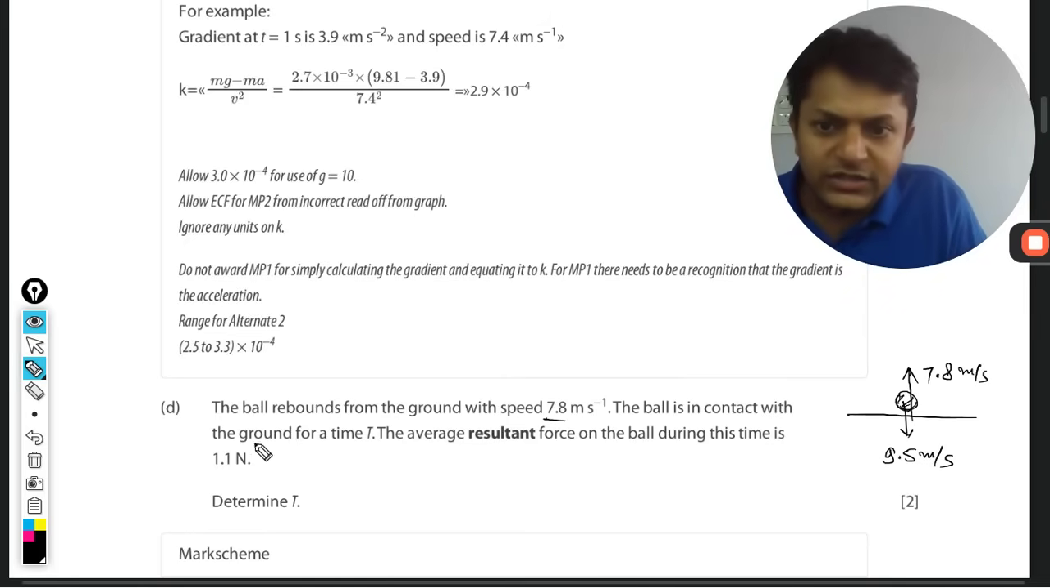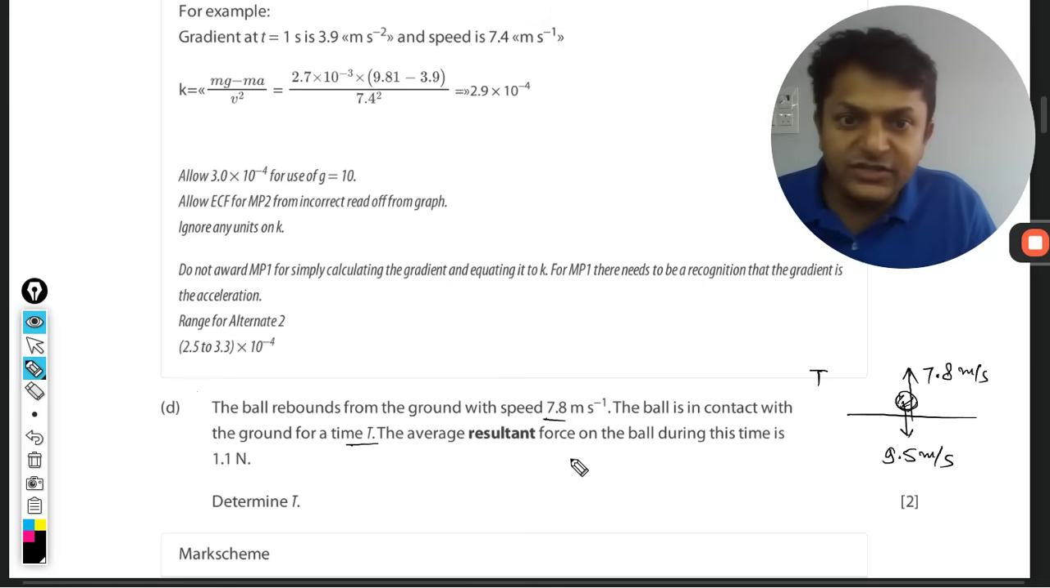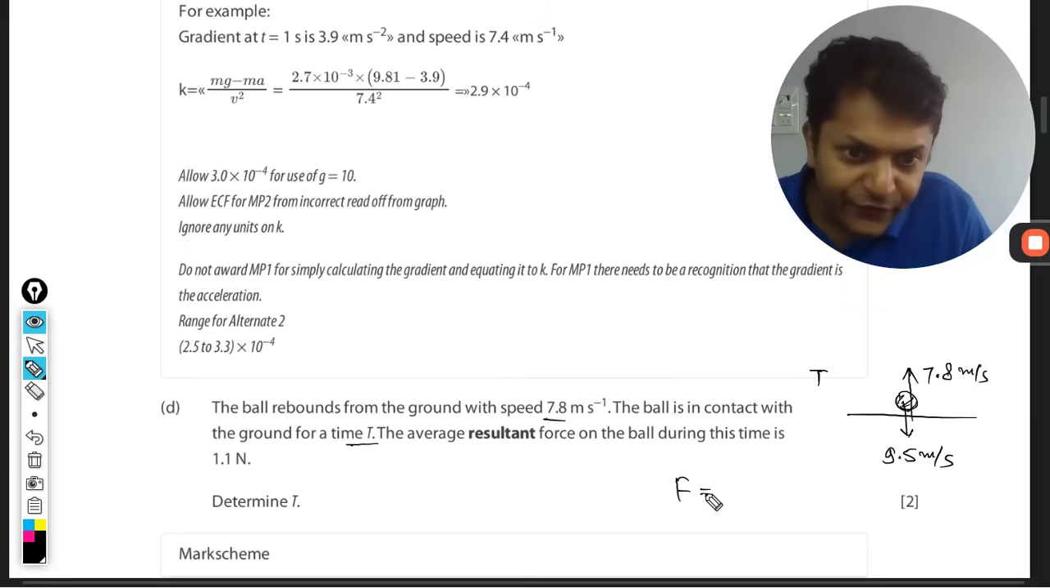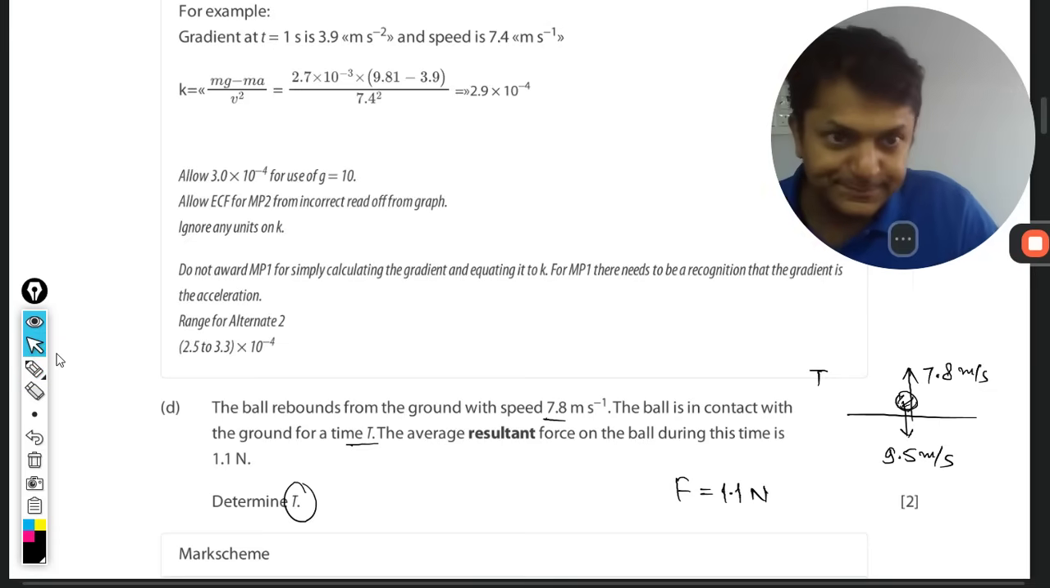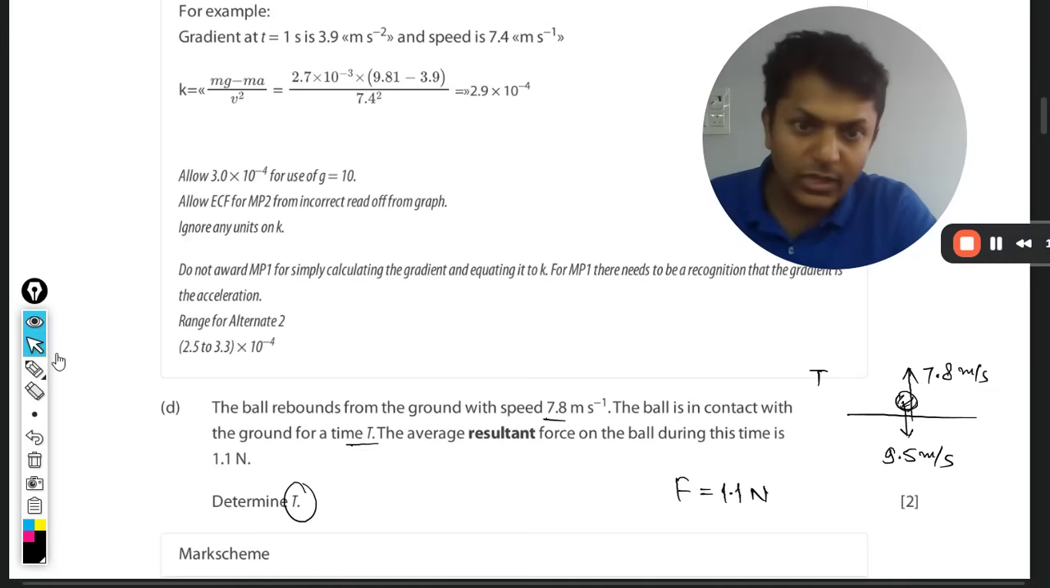The ball is in contact with the ground for a time t. The average resultant force on the ball during this time is 1.1. So the force is 1.1. Determine capital T. Yeah, one moment.